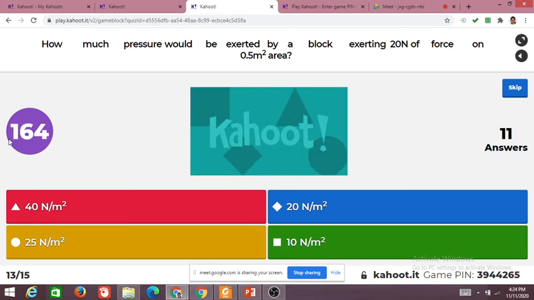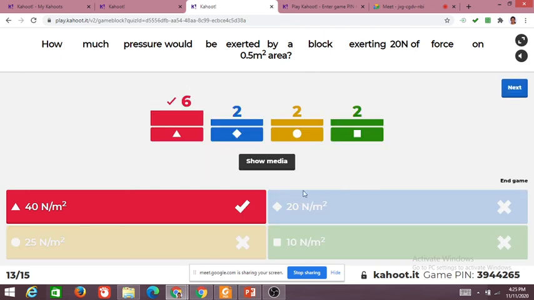Okay, calculate and then answer, okay? I have got 11 answers now. Okay, good. So, you are fast calculators. Yeah, 12 have answered. Okay, then let's check the answer. Yeah, 6 of you have answered it correctly. The answer was 40 Newton per meter square. Pressure is force per area, 20 by 0.5. So you will get 40 Newton per meter square. Correct. So let's move on.